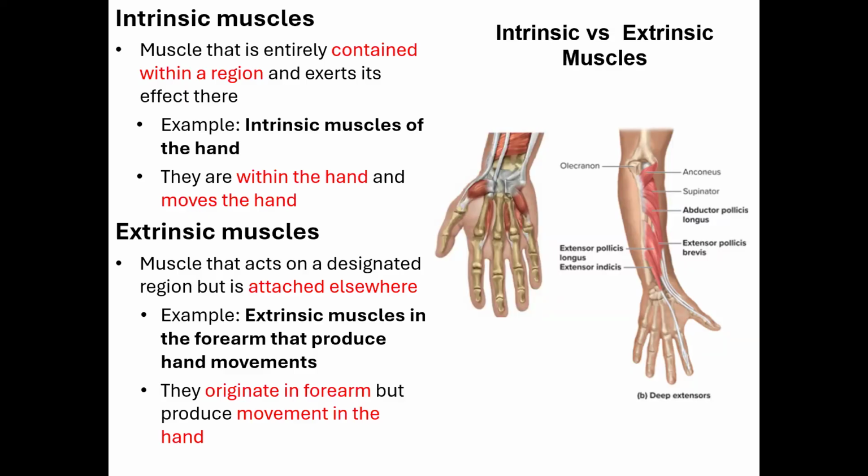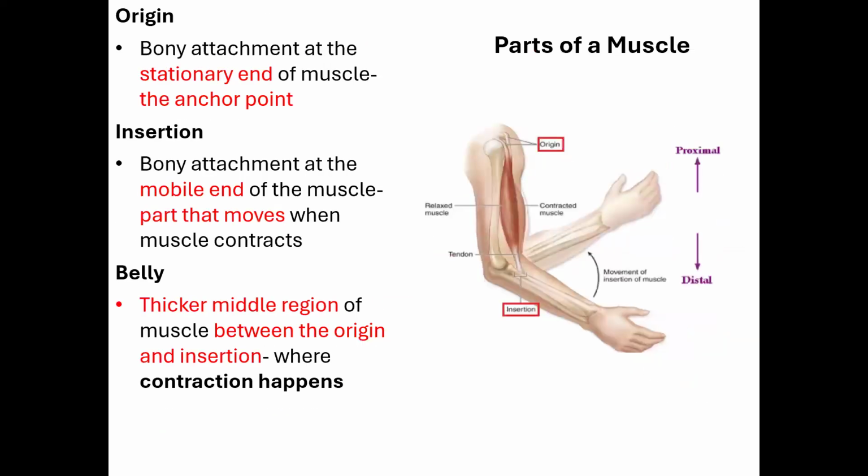Whereas an extrinsic muscle is when the muscle is attached elsewhere. So you have a forearm muscle, which causes wrist flexion, but it also causes finger flexion. So the muscle is here, but the movement is happening here. So that's an extrinsic muscle. In an extrinsic muscle, the origin is in the forearm, but the movement is in the hand. That's the difference between an extrinsic and intrinsic muscle.